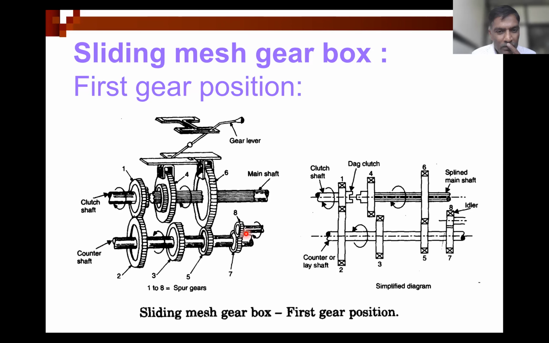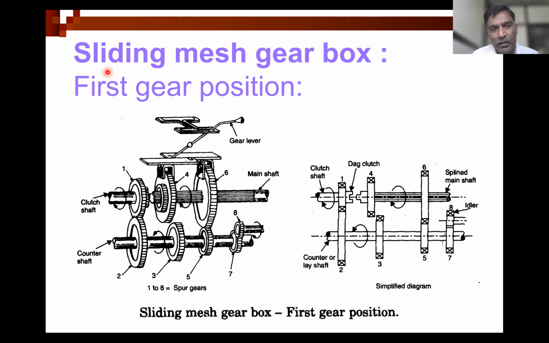Can you name these shafts? So what is this? Clutch shaft. What is this? Counter shaft. What is this? Main shaft. So this is the first type of gearbox, which is known as sliding mesh gearbox.